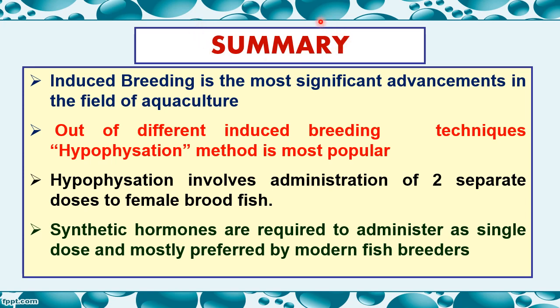To sum up the presentation, we can say that induced breeding is the most significant advancement in the field of aquaculture, in the field of blue revolution. Out of the different induced breeding techniques, namely bund breeding, hypophysation, and use of natural and synthetic inducing agents, the hypophysation method is popular among the fish farmers. Hypophysation involves administration of two separate doses for female brood fish. However, the most preferred inducing agents for breeding in fish are the synthetic hormones, which are administered as a single dose and most preferred by modern fish farmers because they are readily available. Only a single dose is required.